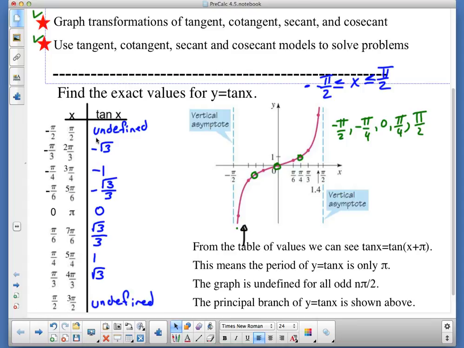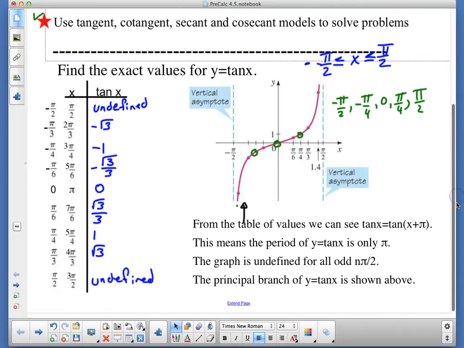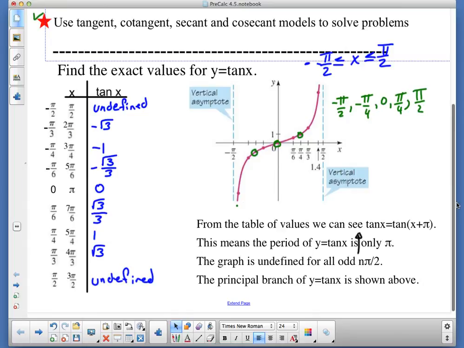Okay, so as we go through from the table of values, we can see that tangent x and tangent x plus pi are equal. This means the period of y equals tangent x is only pi. The graph is undefined for all odd n pi over 2's. Okay. The principal branch of y equals tangent x is shown above. So this is our principal branch, and everything else makes an adjustment from this.